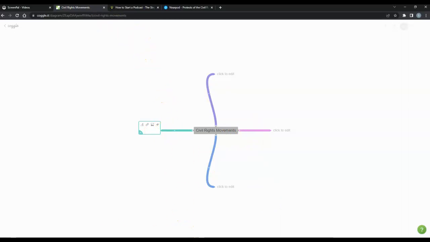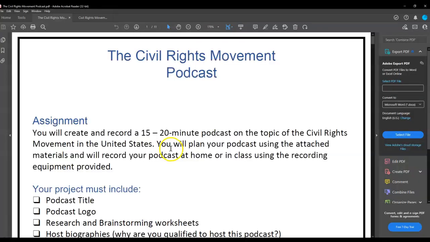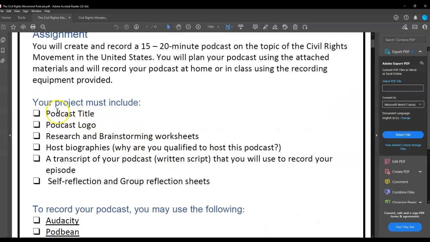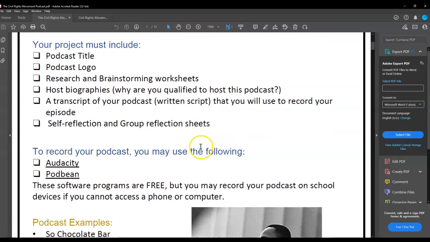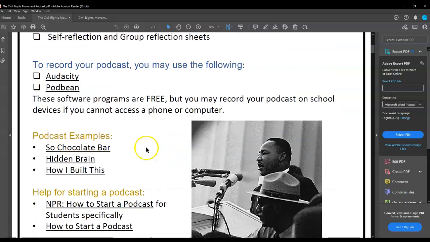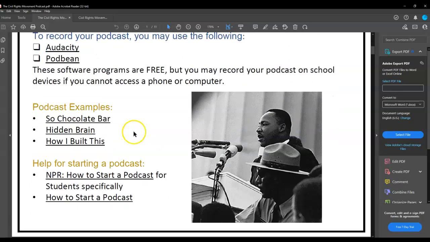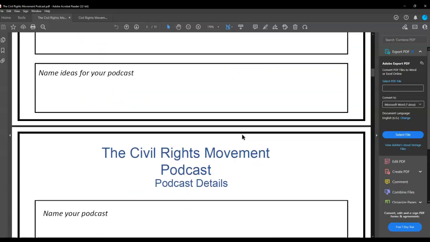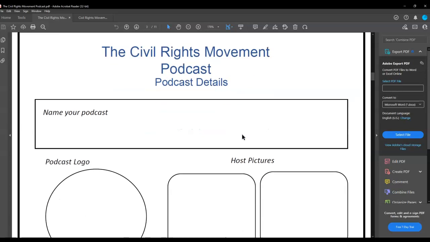For the podcast assignment, they have to create a 15 to 20 minute podcast on the topic of civil rights movements. The things that they need to include are listed there. I do have Podbean on here. I did also include Audacity, really just whatever you prefer. I even included some podcast examples for them and how to start a podcast, which I'll show in a moment. Some brainstorming ideas help them to get started and get organized.